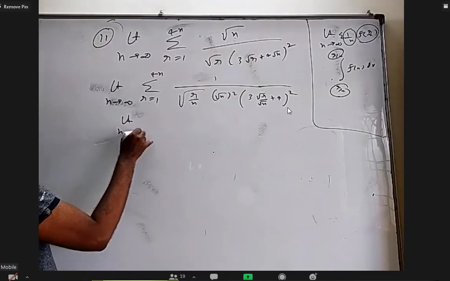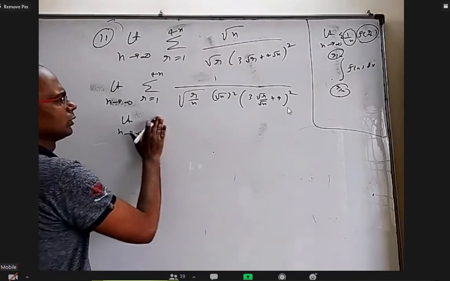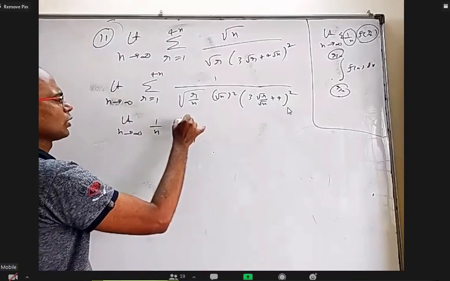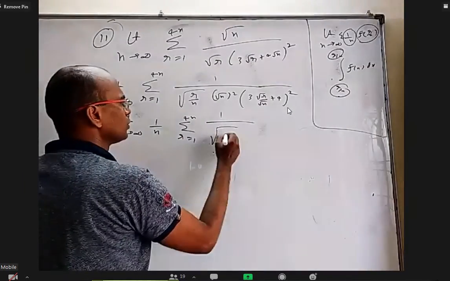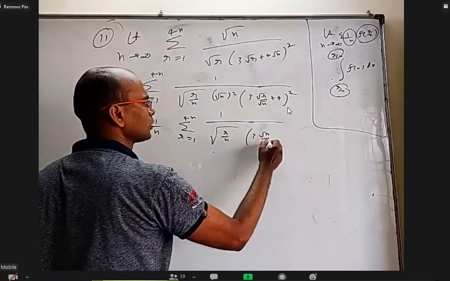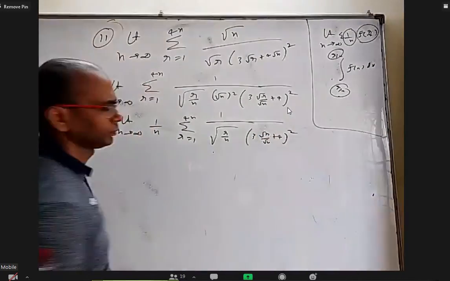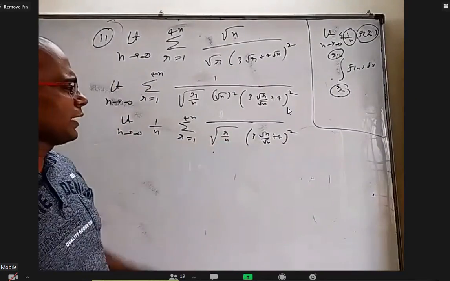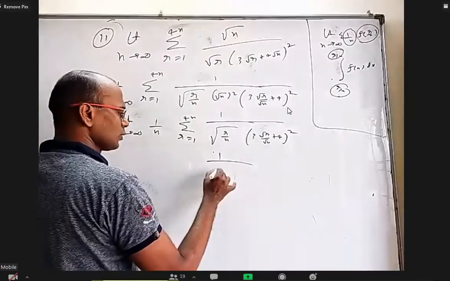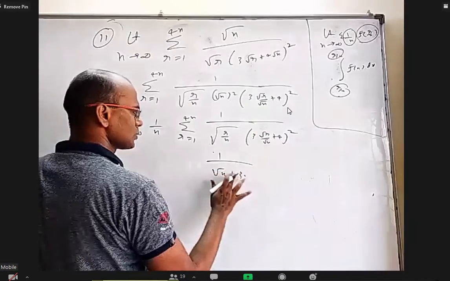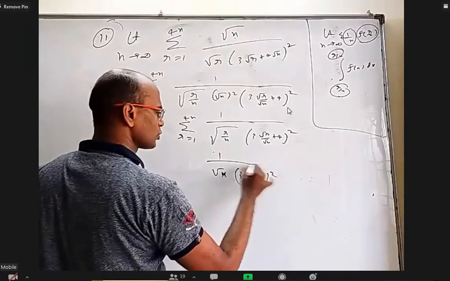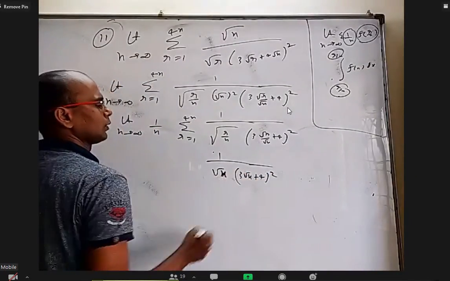That is limit n tends to infinity. This root n whole square will become 1 by n, sigma r equal to 1 to 4n, 1 by root of r by n, into 3 root r by root n plus 4 whole square. If I take r by n as x, this is like 1 by root x into 3 root x plus 4 whole square. Okay.